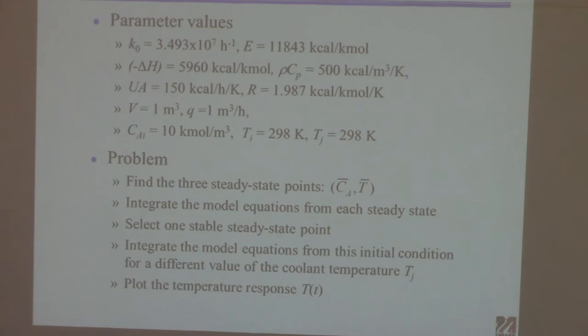I'm guessing you've heard these terms before. That's the frequency factor, that's the activation energy, that's the heat of reaction. Density and heat capacity always multiply each other, so I just give you the combination. This is the so-called heat transfer coefficient times heat transfer area. That's the gas constant. That's the volume of the reactor. That's the volumetric flow rate in and out of the reactor. That's the composition of A being fed to the reactor. That's the temperature of the feed stream to the reactor. And that's the temperature of the cooling jacket that removes heat.